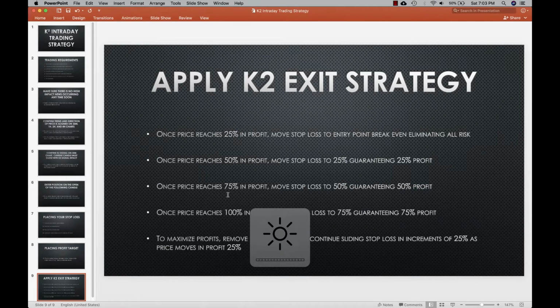Same when it reaches 75%, you'll move it to 50%, and then when it reaches 100%, you can move it to 75%. And if you're monitoring your trade, you can maximize your profits by removing your profit target, and then just keep moving your stop loss up and up and up, so you can basically ride the entire wave up. So I'll show you guys on the chart how that works.